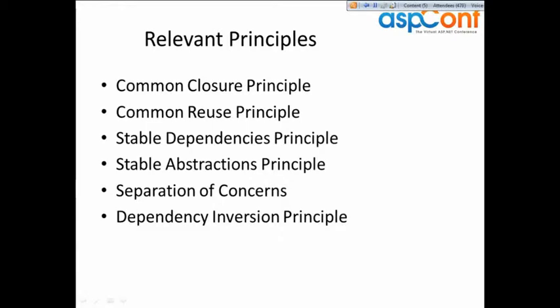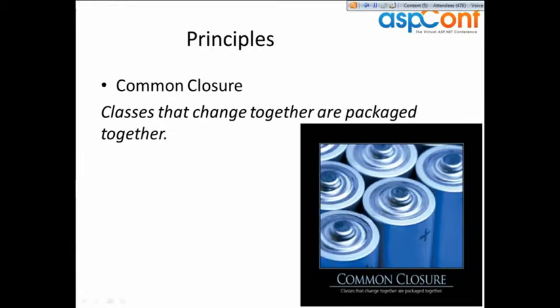So if we look at these one by one, the first one is the common closure principle. And this basically states that the classes in a component or in an assembly or a project should be closed together against the same kinds of changes. If you're familiar with the open-closed principle, we're talking about closed to change, meaning that you don't have to open up the file and edit the code in order to make changes to it.